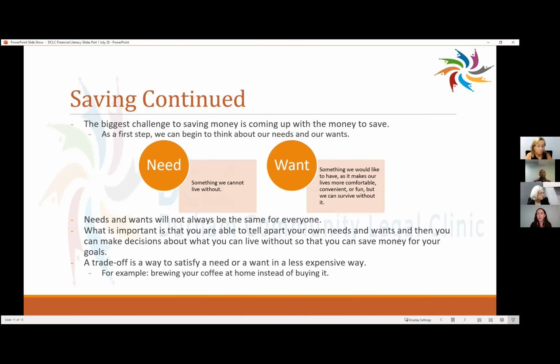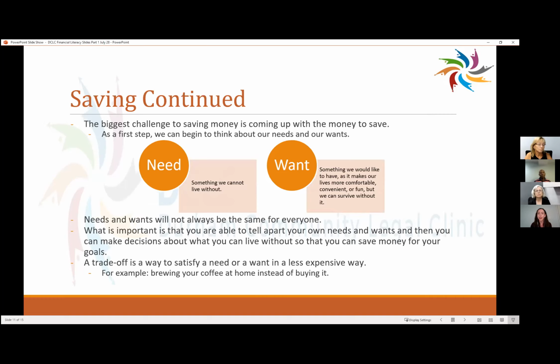So with all of that said, the biggest challenge for saving money, of course, is coming up with the money to save. A good first step is to think about what Lavinia was talking about, our needs versus our wants. A need is something that we can't live without, whereas a want is something that we would like to have. It makes our life more comfortable, more convenient, or more fun, but we could survive without it. But what's important to know is that everyone's needs and wants are different.